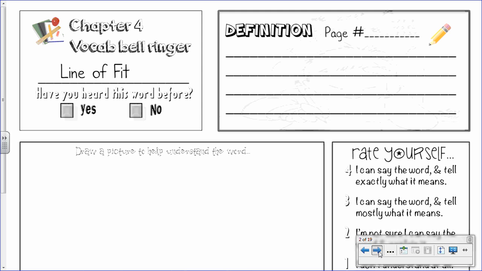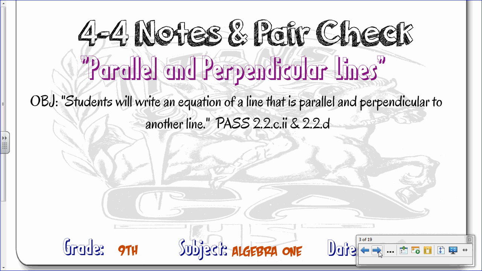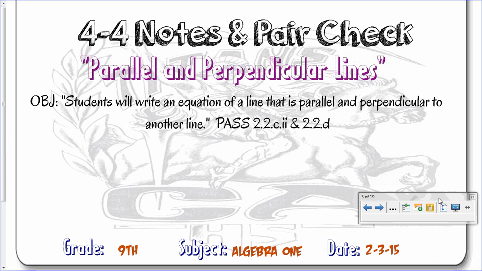Okay. All right, let's look at example 1. Actually, go ahead and get the objective and the pass skill. Some of you guys may have already got that down because it's on what else? The pair check, and I think it's also on the worksheet, isn't it? Okay, so some of you guys may have already got that down, which is great. Okay, today's date's 2/5/16.